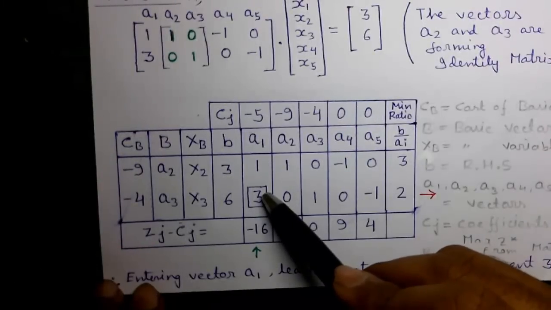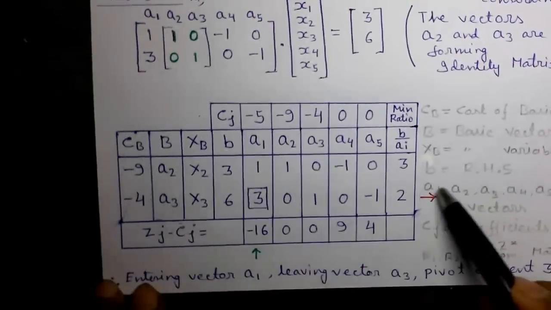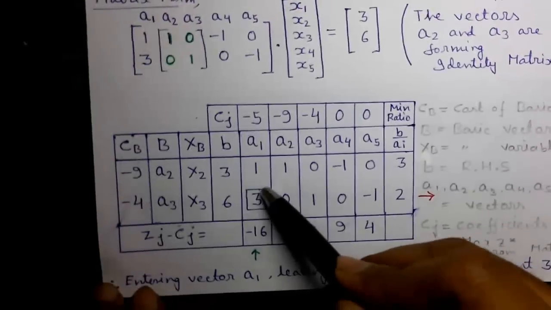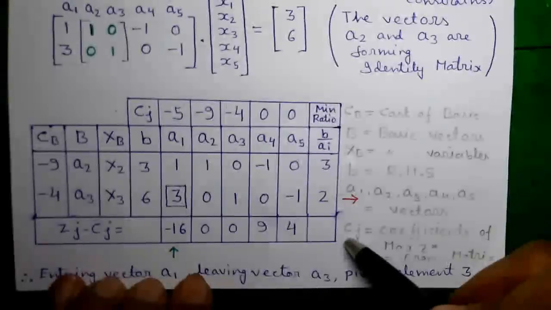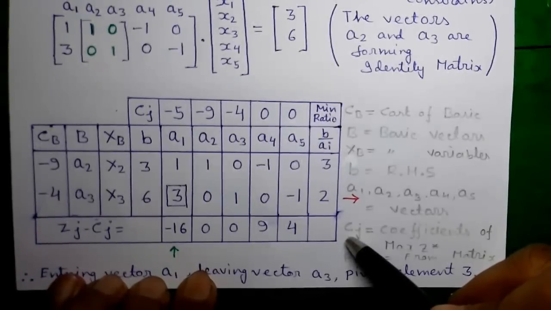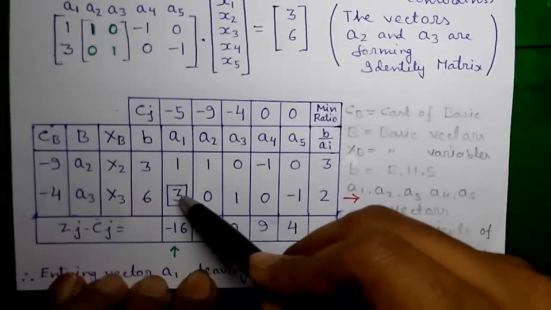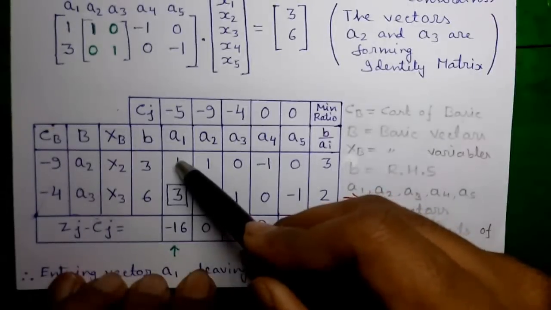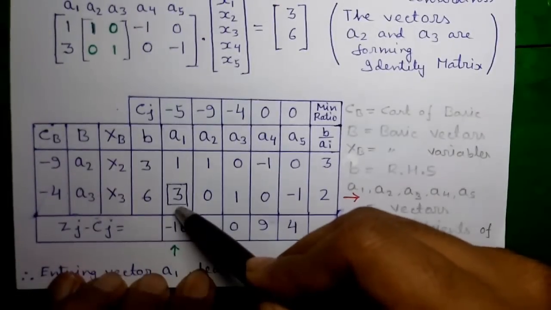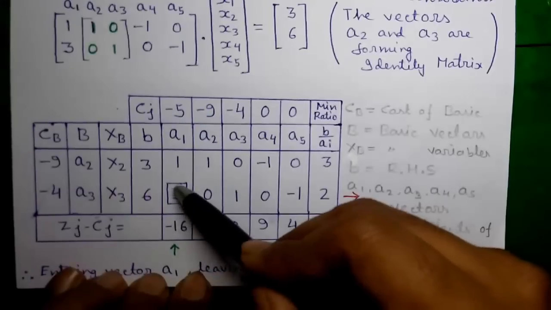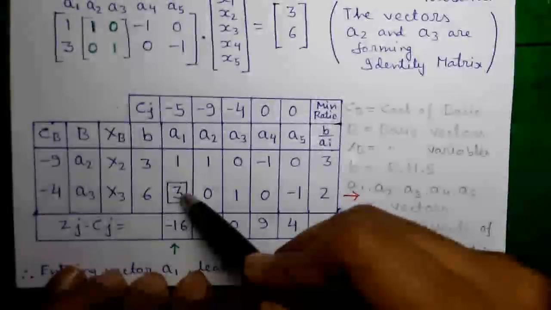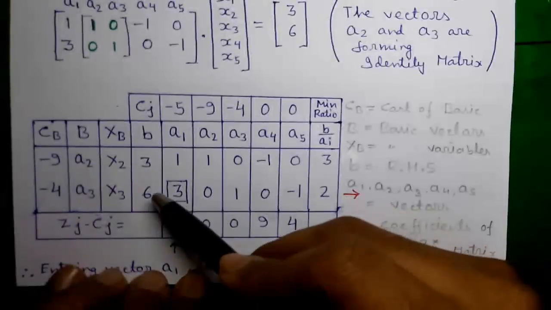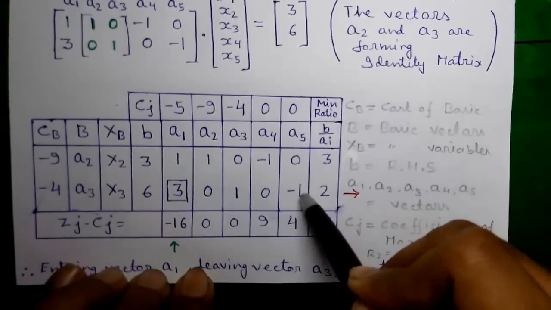The pivot element is the element which is intersected by the exiting vector and the entering vector, and that is covered by a square. And now before we proceed to our next simplex table, two more operations are needed. Number 1, first you have to make this pivot element 1, and next you have to make all the numbers above and below the pivot element 0. So first we will make this pivot element 1. So this is 3, we can make it 1 by dividing this by 3. And we have to do the same operation to all the numbers in this row.